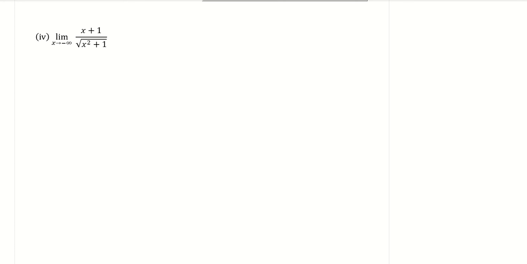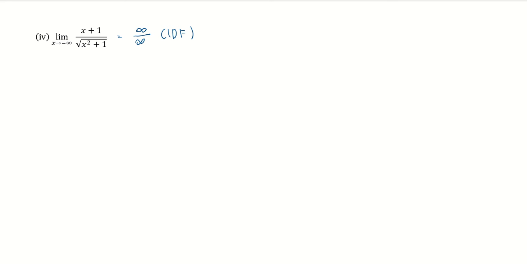Okay, example 19, number 4. Find the limit as x approaches negative infinity of the function (x + 1) over the square root of (x squared + 1). For this question, if we substitute the limit directly, negative infinity, we will get infinity over infinity, which is an indeterminate form. That means we cannot substitute our limit yet.